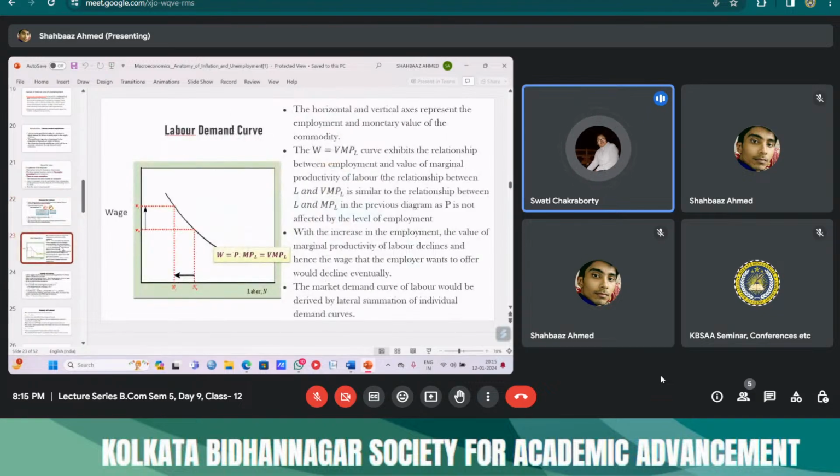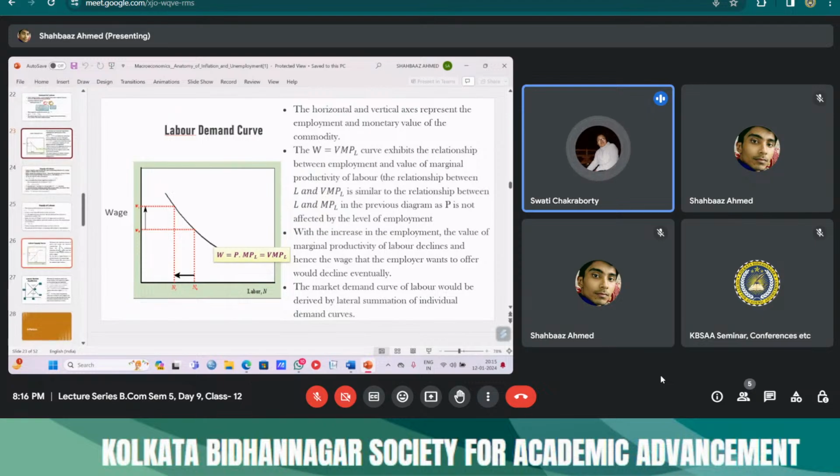Okay, can we go to the next slide, please? Now if we plot the graph, where we plot the wage on the y-axis and the labor on the x-axis, we will get a downward sloping demand for labor curve.